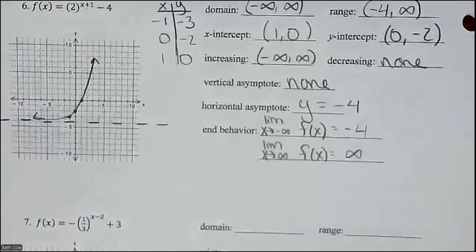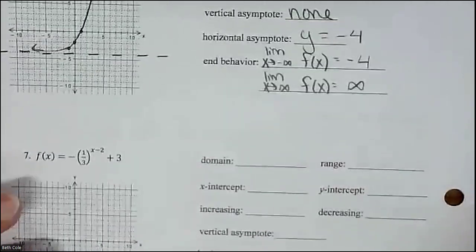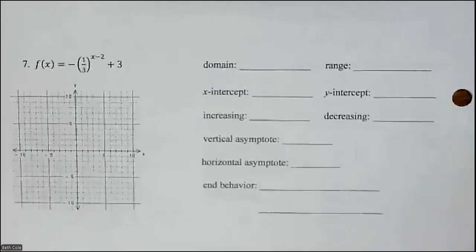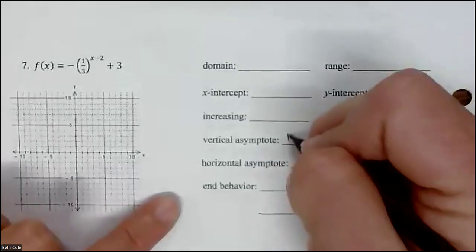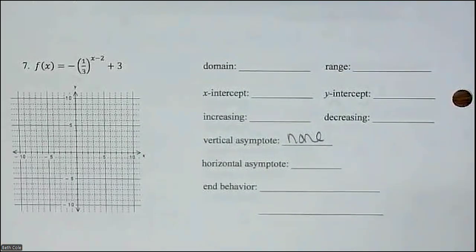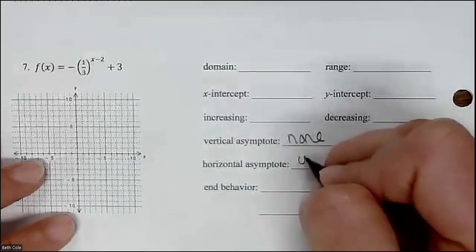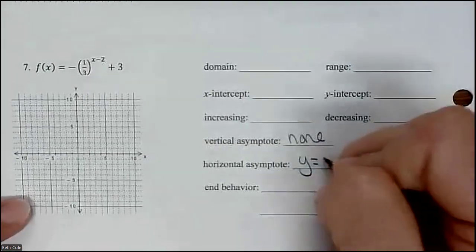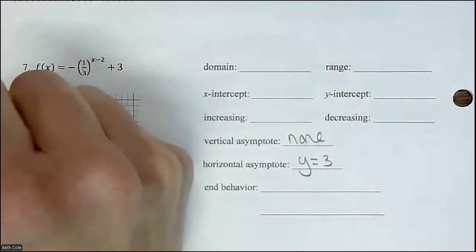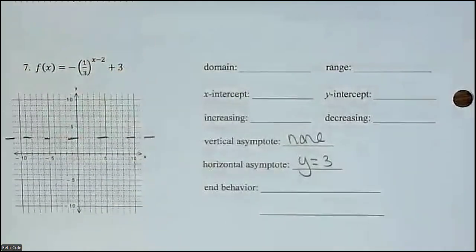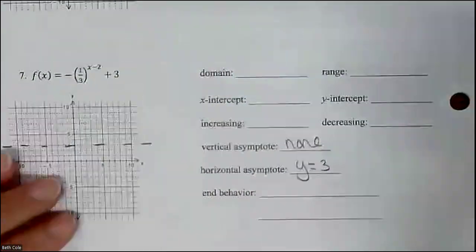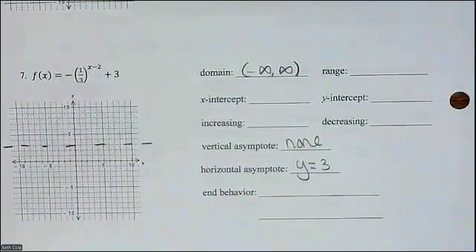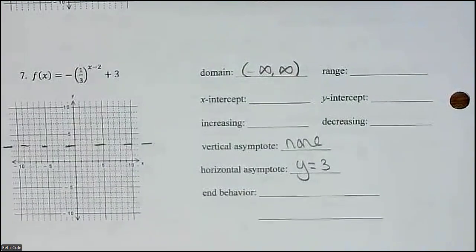All right, we'll do this one and then we'll do our halfway break. What is one of your automatic answers? Fill in the automatic stuff first. Asymptotes. Vertical is none. Horizontal is y equals however it's shifted up or down. 3, good. And domain is all reals. Those are your 3 automatic things. You just fill them in. It's like ka-ching, ka-ching, points, points, points.